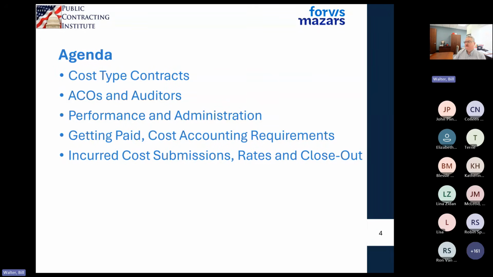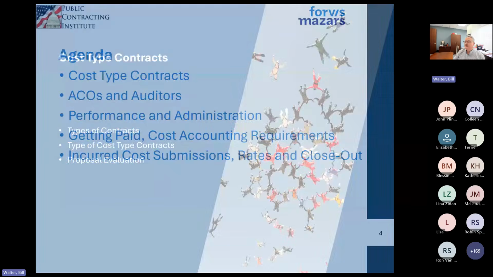And then towards the top of the hour, we're going to talk about incurred cost proposals. I apologize, it says incurred cost submission. They are incurred cost proposals, but the term incurred cost submissions is also used. We'll talk about what they are and when you need to prepare them. And then we'll talk about rates, all sorts of types of rates. And then we'll talk about closing out the contract. And then we'll head into the questions and answers.